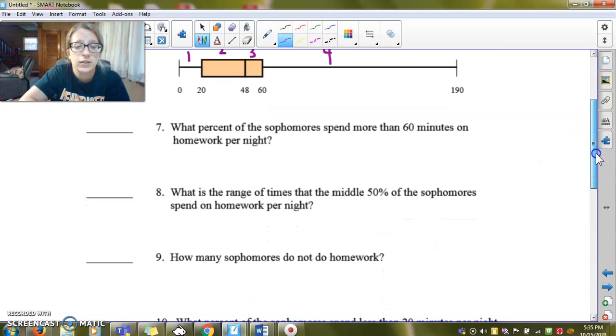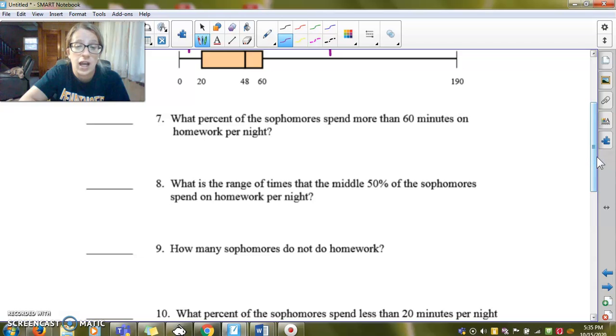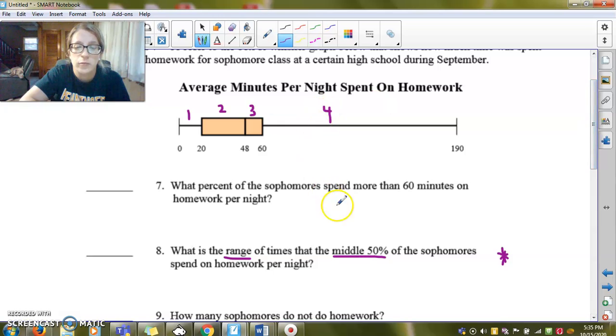Question number 8. What is the range of times that the middle 50% of the sophomores spend on homework per night? This one I'm going to star because this is going to be a double whammy. You will have to think back to what it means to calculate the range. And if I'm saying middle 50%, I'll give you a little hint. That will be your box. And if you're thinking about it, remember 50% means I have to have 2 sections. And because I'm in the middle, I will be this box. So from here to here, I want to know what is the range.